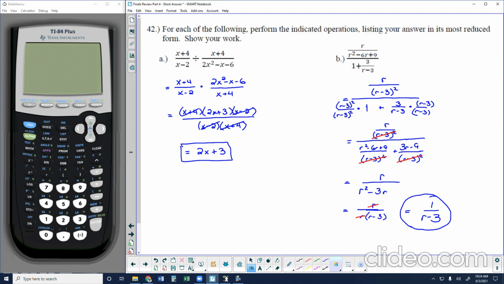So here we have an evaluation or some simplifying of rational expressions. And this is a good place to stop with finals review video number 4.